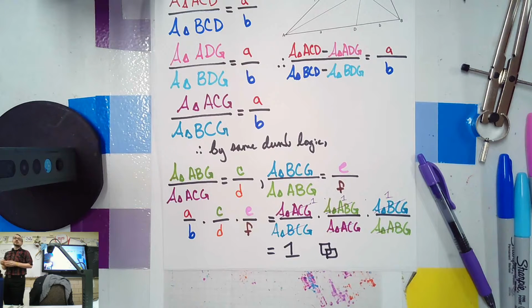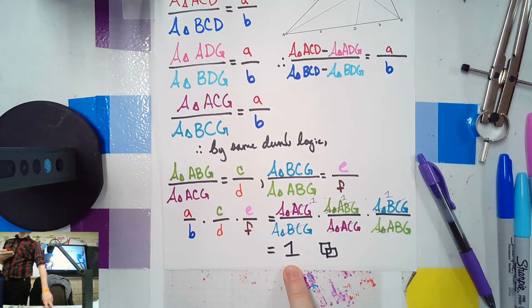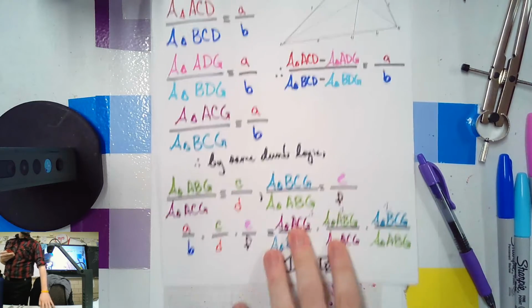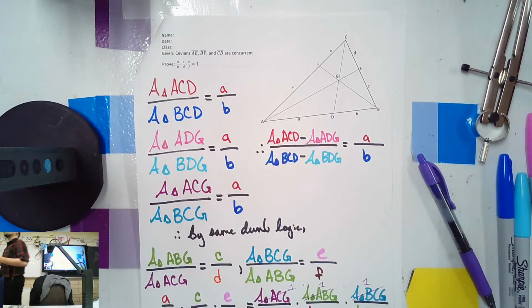Meaning, is the reverse of this true? If we know that this relationship is 1, does that only work when the Cevians all intersect at one point? And that's what we're going to prove.